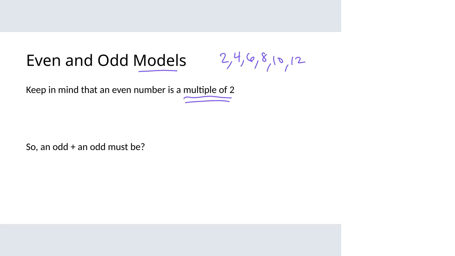So if we look at 2, we could see that as 2 times 1. 4 is 2 times 2. 6 is 2 times 3. It's always 2 times something will give us an even number. And so if I wanted to create a model representing an even number, here's how I could do it.